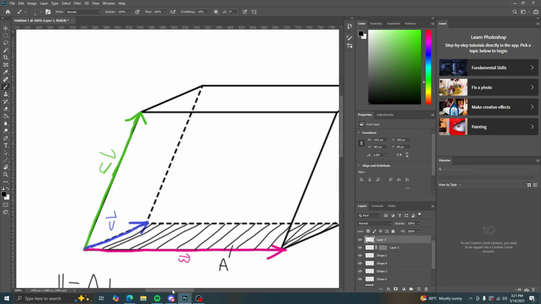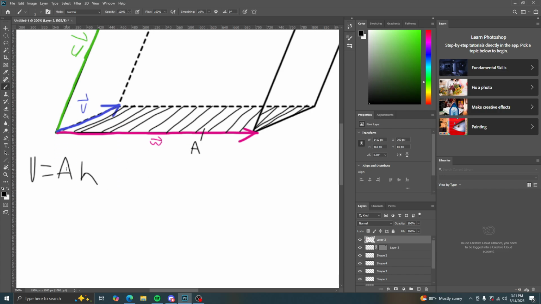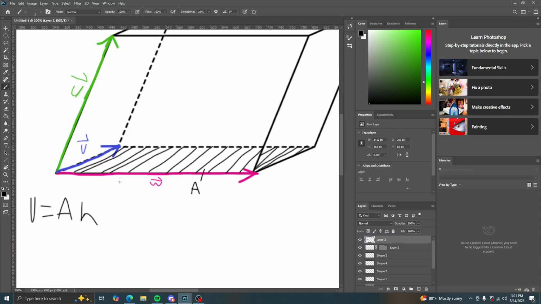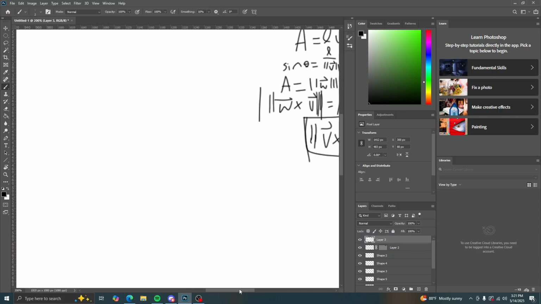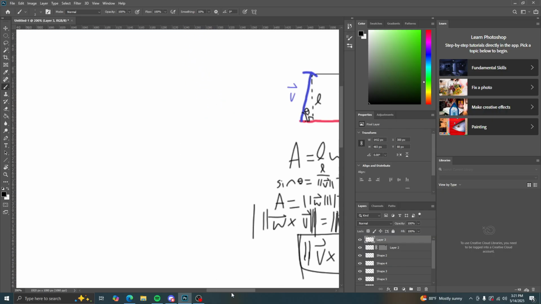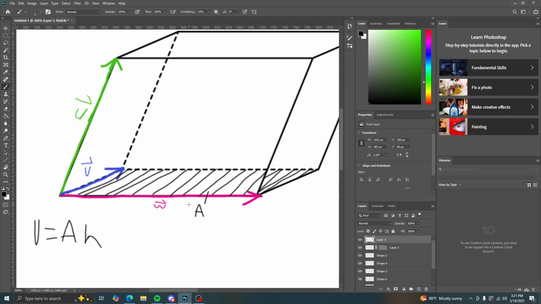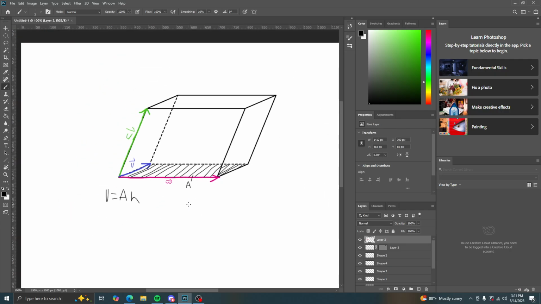So now we have the area, and to get the volume, we just need to multiply the area by the height. So how do we get the height? Well, it's very similar to over here. We need a line that's perpendicular to this base, this area. There are two ways to do this, really. I'm going to show you my favorite way first, just because I think it's interesting, and then I'm going to show you a different way that might be easier.